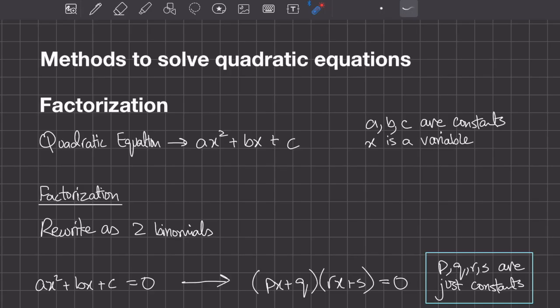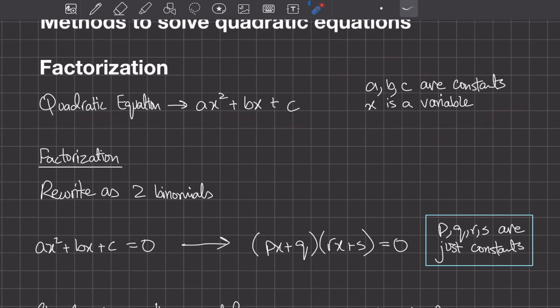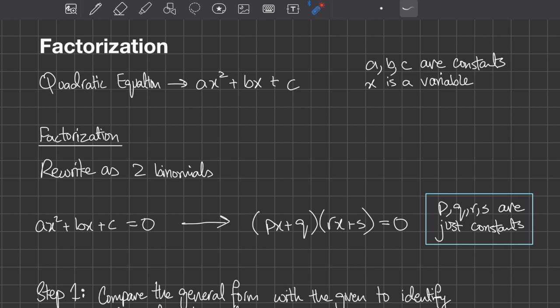Hello everyone. Today we're going to explore a powerful method for solving quadratic equations, factorization. Quadratic equations are mathematical expressions of the form ax squared plus bx plus c, where a, b and c are constants and x is a variable. Factorization is a technique that involves expressing a quadratic equation as a product of two binomials. In other words, the equation can be rewritten as (px plus q) times (rx plus s) equal to 0.